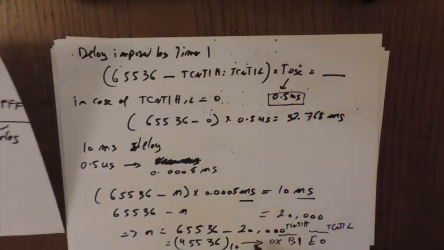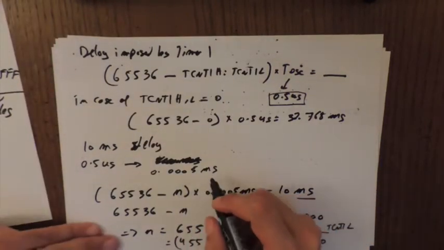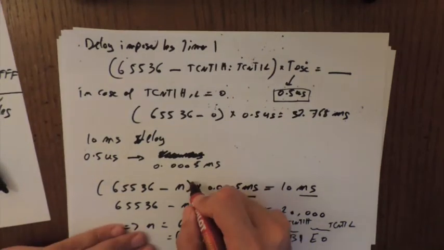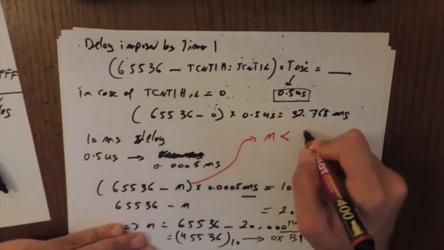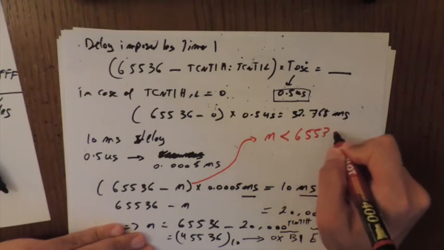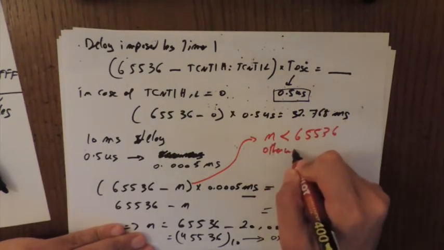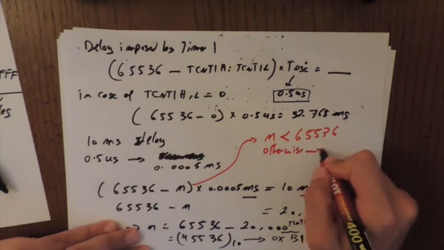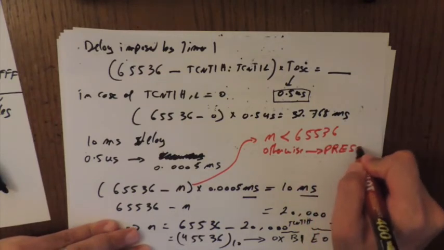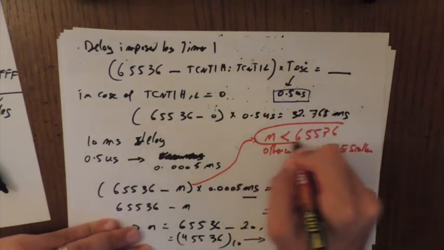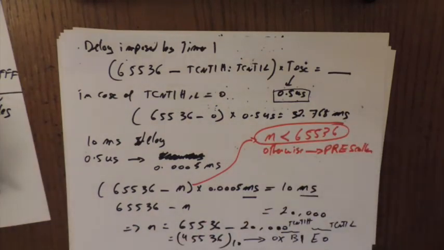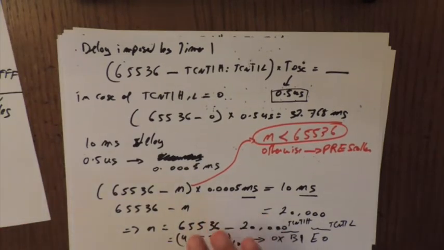Remember that this value n should always be less than 65536. Otherwise, we need to slow down the clock, and we use a prescaler. So an important note is n is always less than 65536, which is the maximum amount that can be held inside the 16 bits. So this is how we initialize the timer.